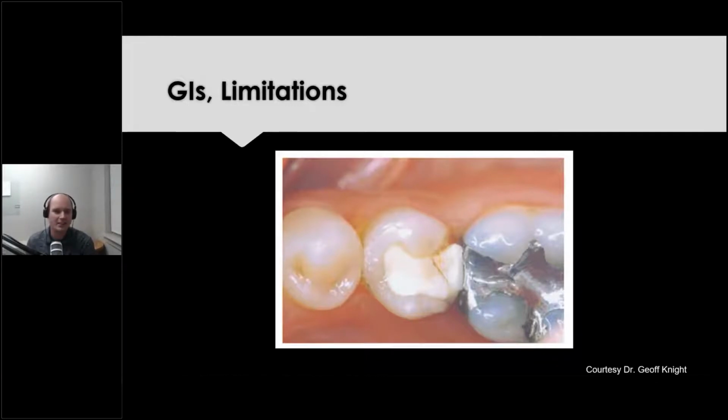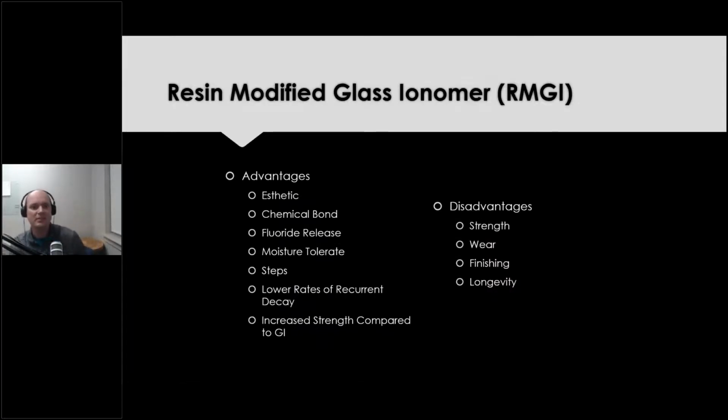So keep that in mind when you're looking at a restorative material. It may be something that is great to buy you some time, but long-term, it may not last as long as some of the other options, such as a resin-modified glass ionomer or composite. This is going to have a mix of the advantages of the glass ionomer, but also the advantages of composite.